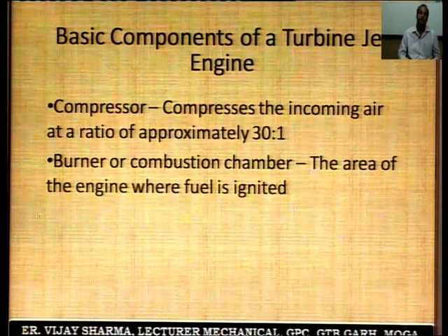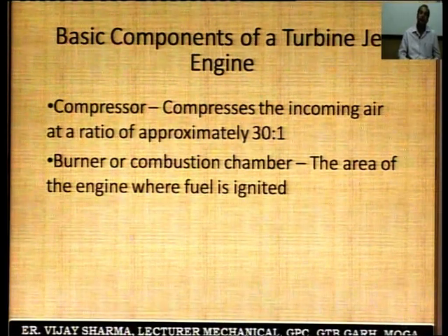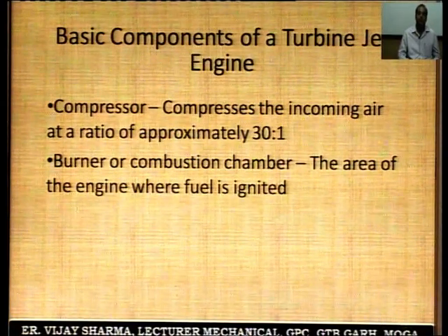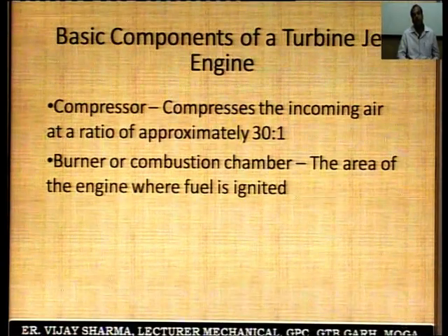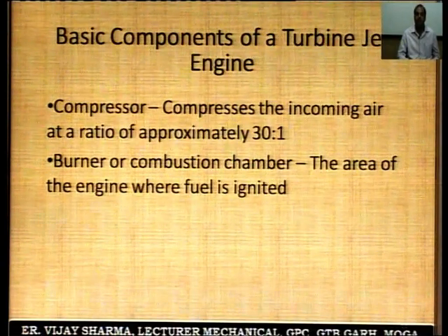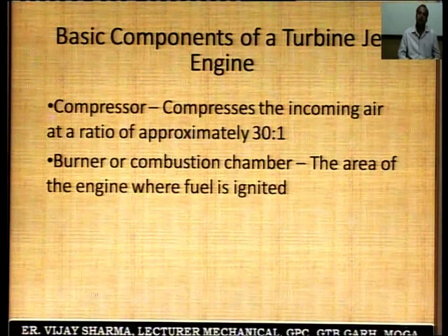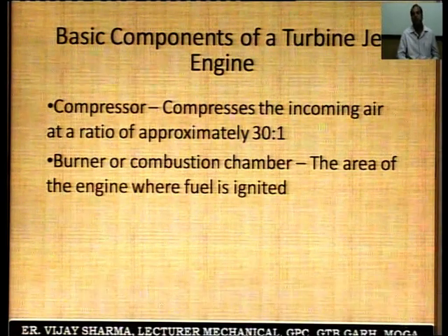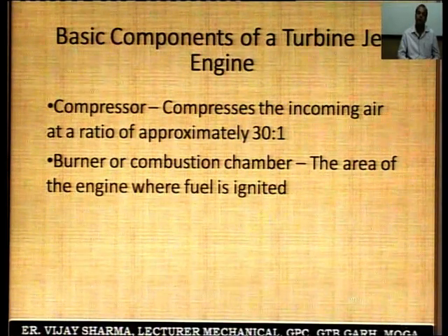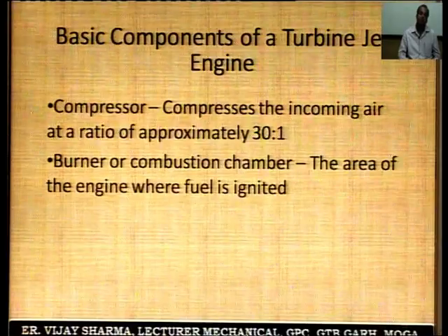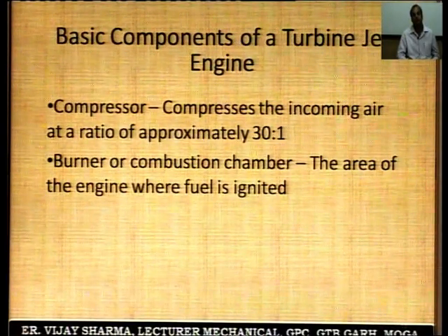Third is compressor. It is a very common part in mechanical engineering because all of us generally read about compressors in automobiles and so many other mechanical machineries. What is a compressor? It compresses the incoming air at a ratio of approximately 30:1. It means the compressor compresses the air up to 30 times.